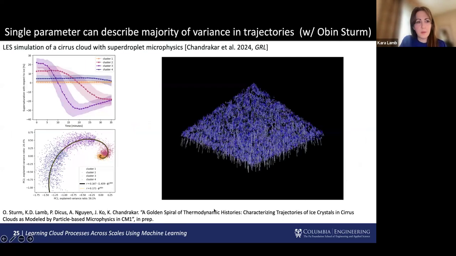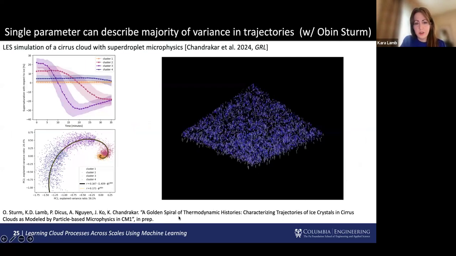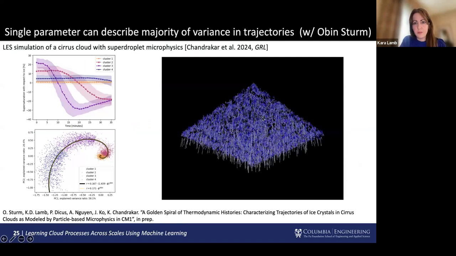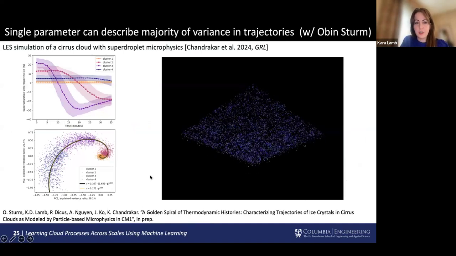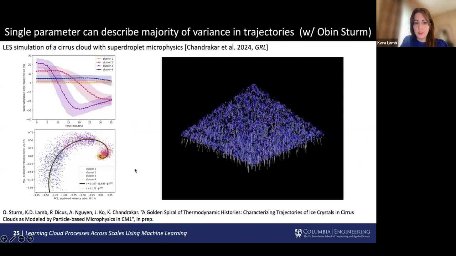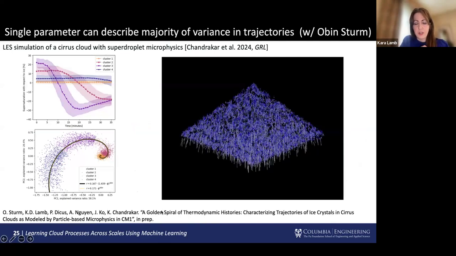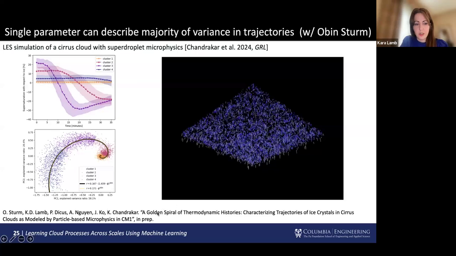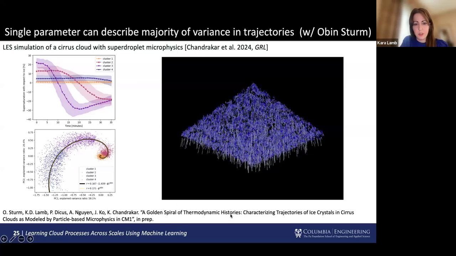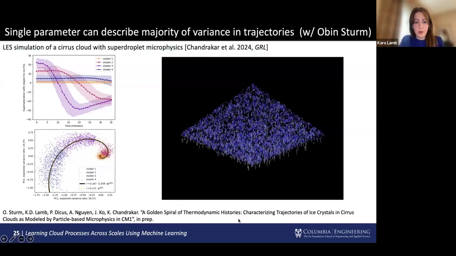I think for the sake of time, I'm going to skip this, but this is some work that we did this past summer, led by Oben Sturm, where we were trying to look at the thermodynamic histories of individual superdroplets in an LES cirrus simulation, and seeing if we can find characteristic trajectories. But he'll be talking about this more at the AMS conference coming up.